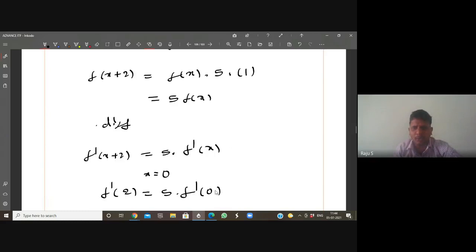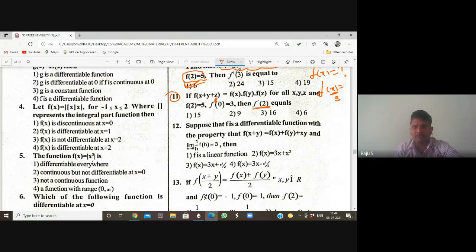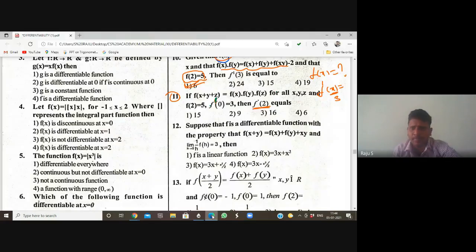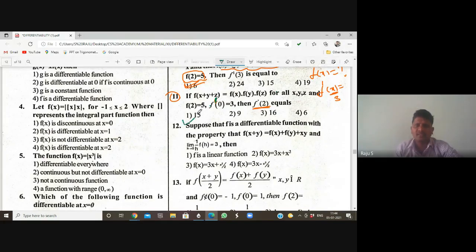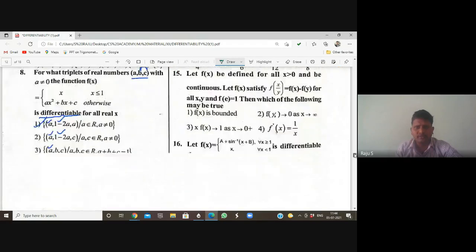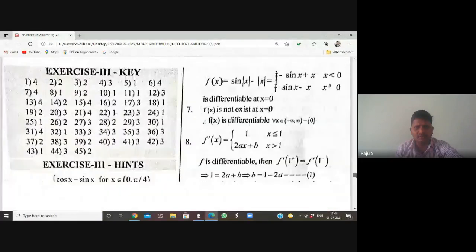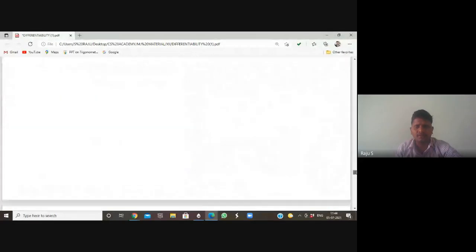What is f dash of 0? Yes, this is clearly f dash of 0 value, 3. Substitute here f dash of 0 value as 3. So 5 into 3, 15. Is there any option 15? Yes, first option. So I'll check once the correct option. Is that right answer? Yes, 11th one, first option.